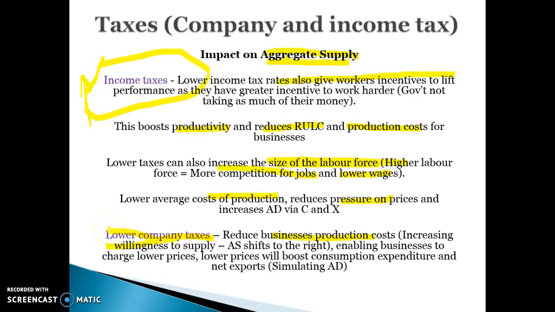So essentially, like interest rates, lower income taxes will shift demand to the right and supply to the right. The demand side impact will be bigger, so prices are likely to rise, and same with company taxes. Lower company taxes will shift demand to the right, shift supply to the right, and again should lead to slightly higher prices because demand shifts by more.